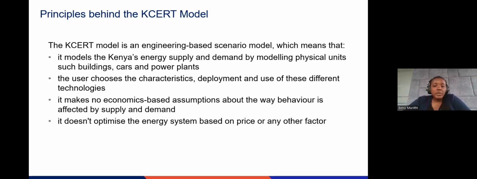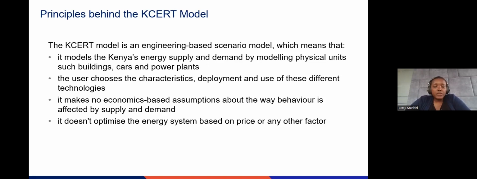The tool does not make economic-based assumptions about the way behavior affects supply and demand. So it doesn't consider the economics of the world in terms of how that would affect energy supply and demand. It measures the scenarios as is, and it doesn't optimize the energy system based on price or any other factor.